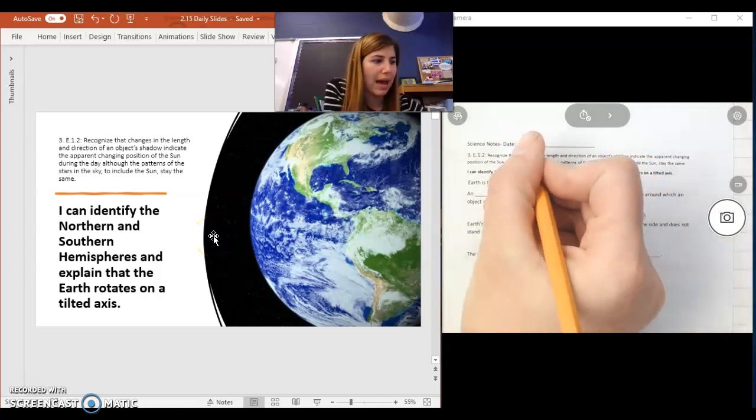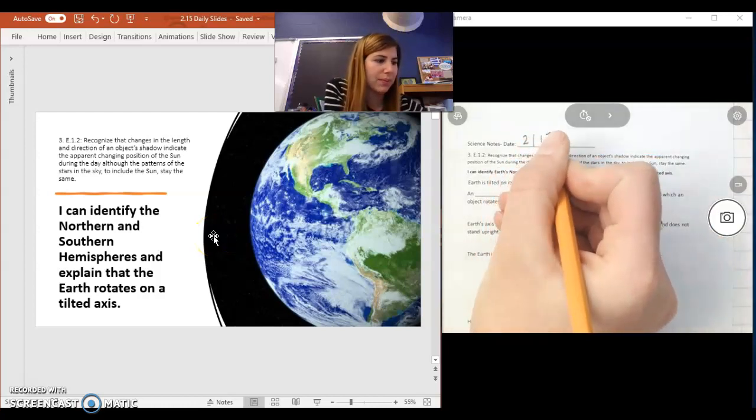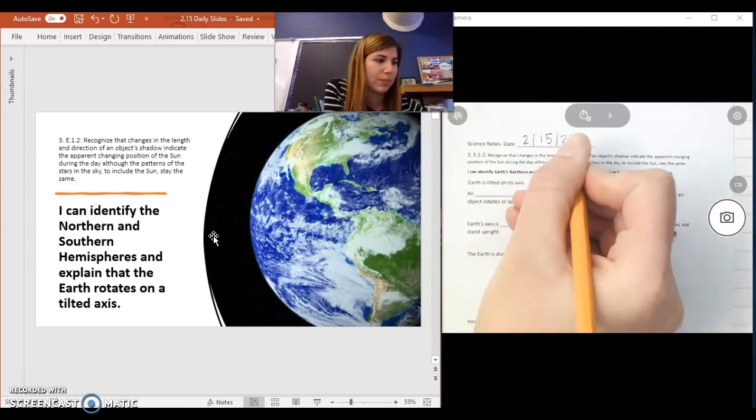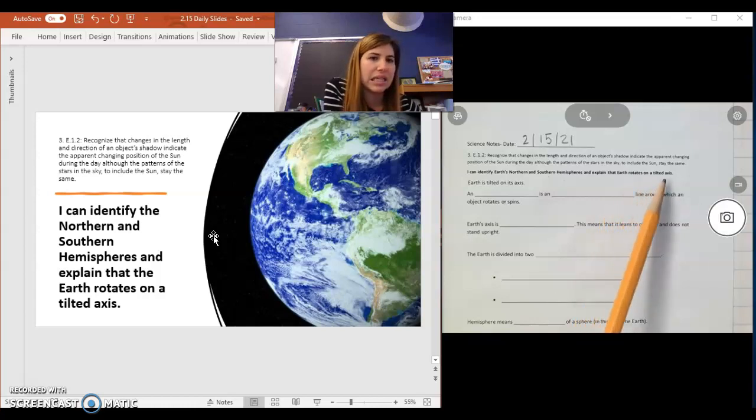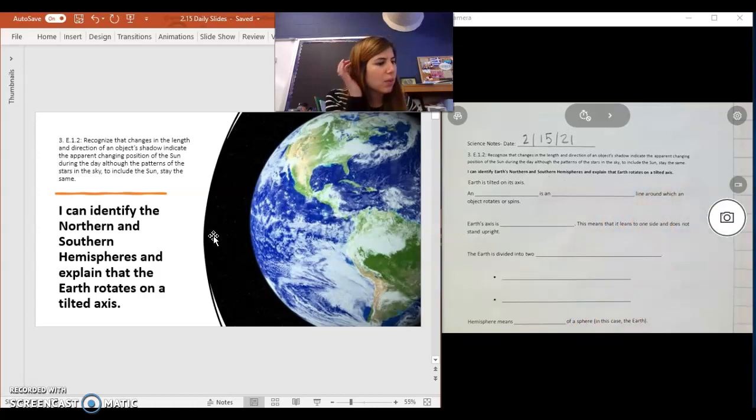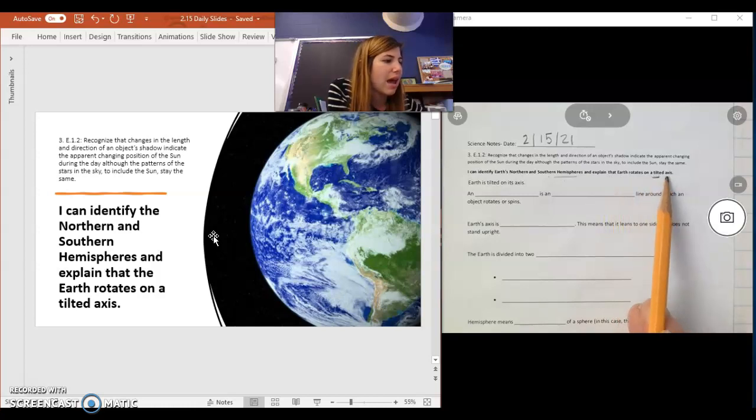We can start by adding the date at the top. And we'll start with our I can statement. So I can identify Earth's northern and southern hemispheres and explain that Earth rotates on a tilted axis. So we heard a couple important vocabulary words that we're going to learn more about today, including the hemispheres and that the Earth is tilted and it rotates on its axis.